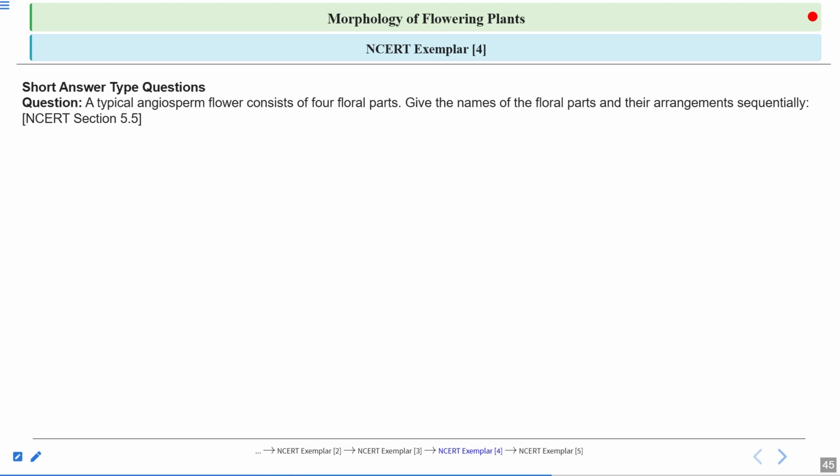Next question. A typical angiosperm flower consists of 4 floral parts. Give the names of the floral parts and their arrangement sequentially. Let us see the answer to this question. This is coming from NCERT section 5.5.